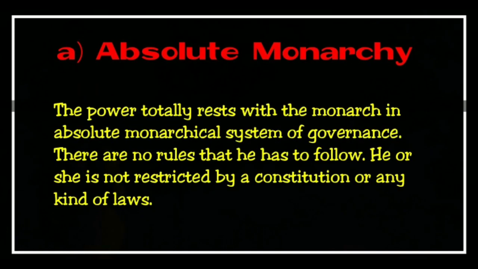Number A. Absolute monarchy. The power totally rests with the monarch in the absolute monarchical system of governance. There are no rules that he has to follow. He or she is not restricted by a constitution or any kind of laws.